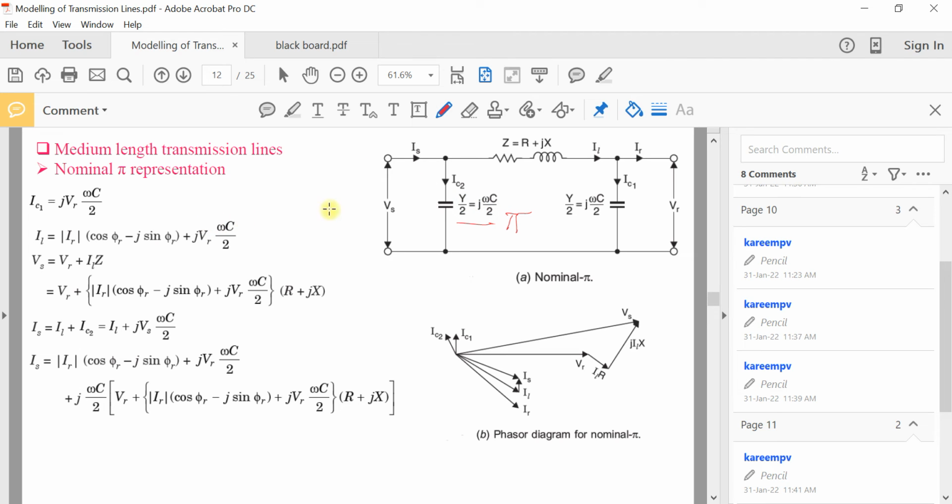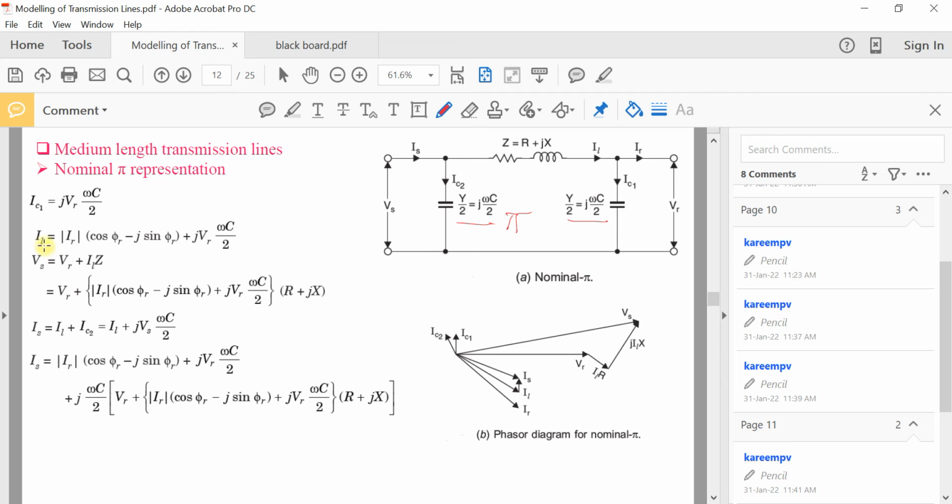And as we have analyzed the equivalent circuit when we represent the transmission line in terms of its T parameters, here you can see that IC1 is the current flowing through this capacitance, and the terminal voltage of the capacitor is VR. So the current will be VR into its admittance, that is VR into j omega C by 2. J omega C by 2 is the admittance of this capacitor. And IL is the current flowing in this direction. If you apply Kirchhoff's current law at this point, IL will be equal to IC1 plus IR.